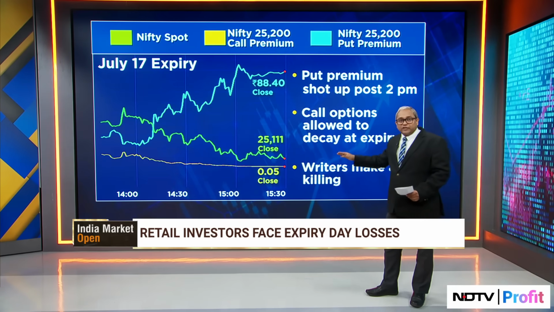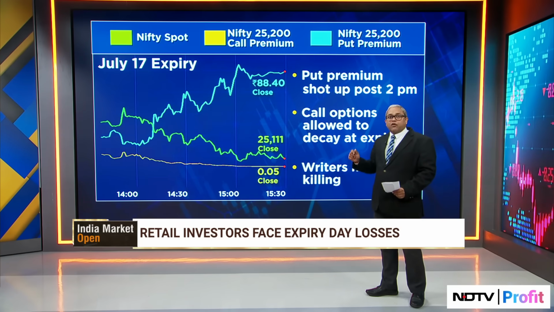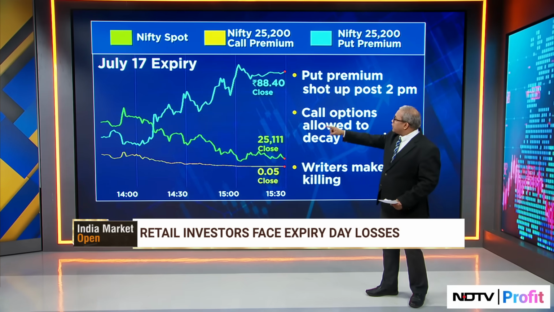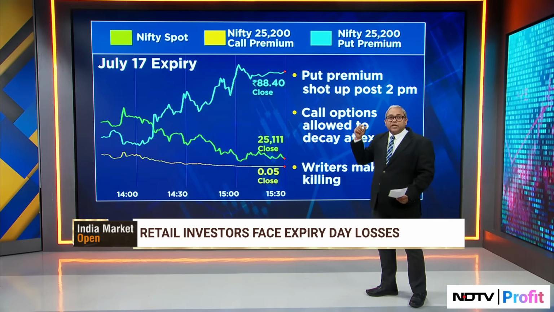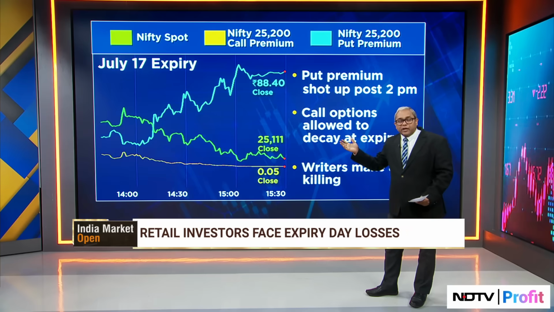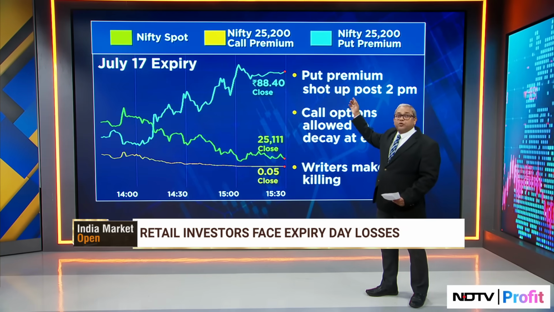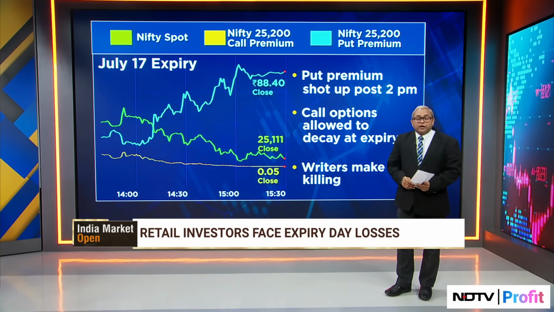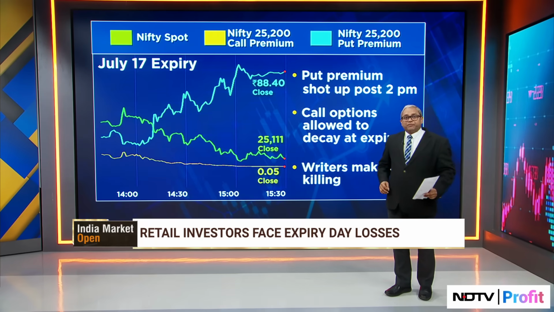That's a natural phenomenon on an expiry day for calls and puts, because they converge to the strike price. But what we saw here with the put was that, because of the shorts created in the market, the implied volatility went up, and as a result the premium went up and closed at 88.4, thereby making a killing for the put writers on the expiry day.